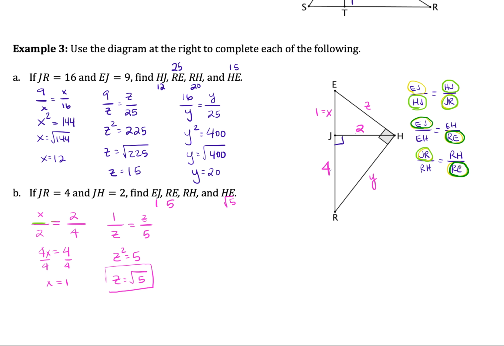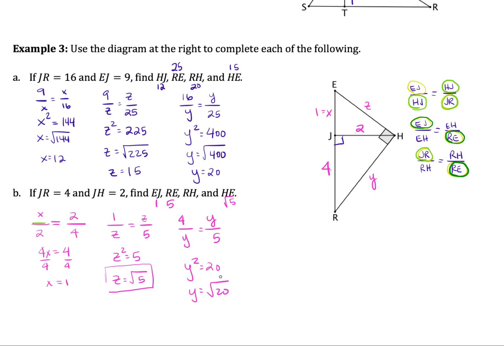Now lastly, we're going to try and find RH. RH was Y, pardon me, and we can use this third proportion to find that. So let's set that one up. JR, or 4, over RH, which is Y, equals RH, which is Y, over RE, which we now know is 5. Cross multiply, we get Y squared equals 4 times 5, which is 20. So Y equals the square root of 20.